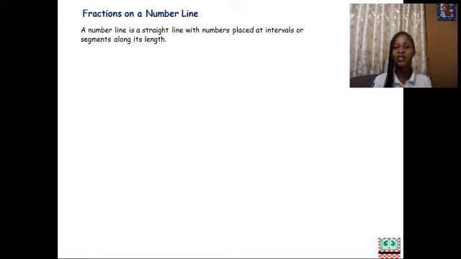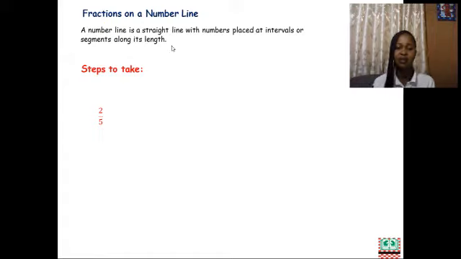Okay, now we're moving straight to fractions on a number line. First of all, what is a number line? A number line is a straight line with numbers placed at intervals or segments along its length. It's simply a line you draw and divide into different parts.